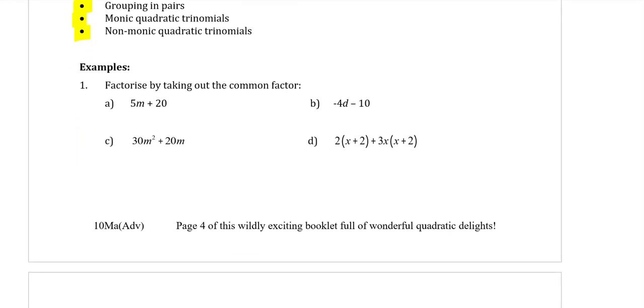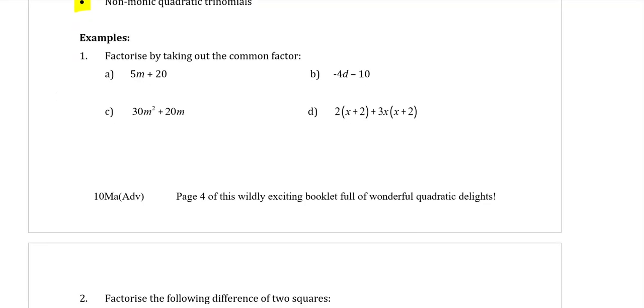That's in example number 1 here. So you can see in 1a we have 5m plus 20. Both of those terms can be divided by 5. So the 5 comes out the front as a common factor. Then I open the bracket and I divide each term. 5m divided by 5 makes just m. Then 20 divided by 5 makes a positive 4, close bracket.